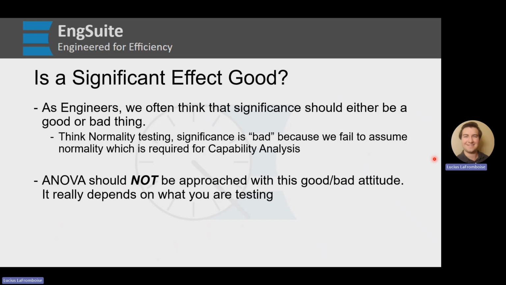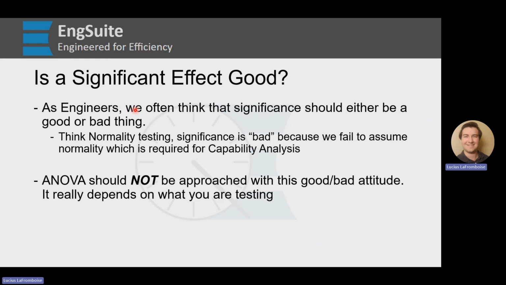So you might be thinking, is a significant effect good? As engineers, we often think that significance should either be a good or a bad thing. So think about normality testing, where significance is quote-unquote bad because we fail to assume normality, which is required for capability analysis. ANOVA should not be approached with this good-bad attitude. It really depends on what we're testing. So remember, significance does not mean good or bad. Significance just means that we see a significant difference in one of our treatments.